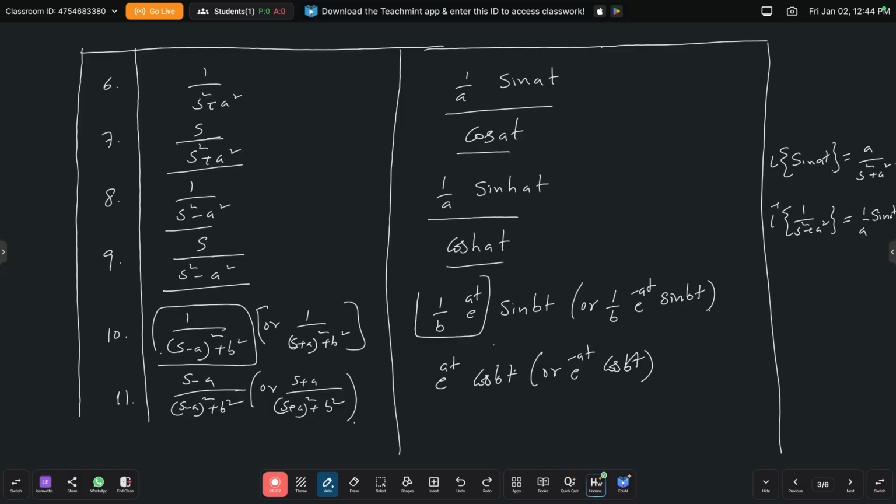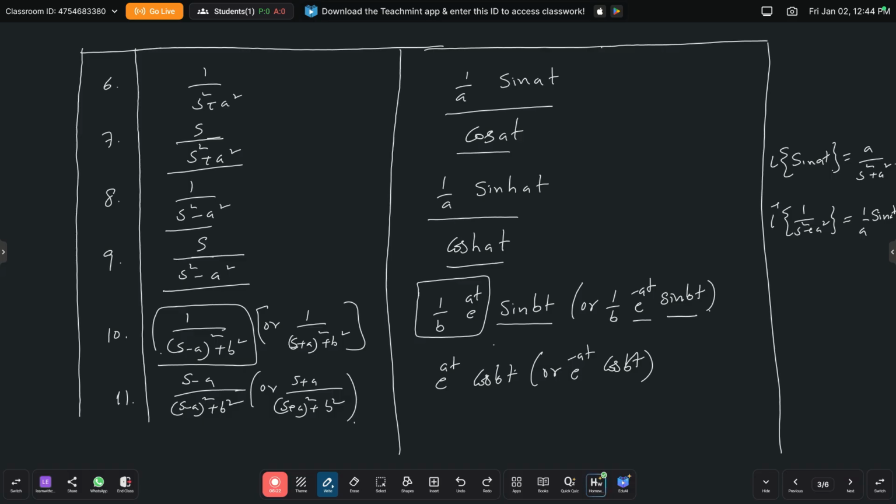1 by b e power at sin bt. S minus a whole square formula. S plus a whole square formula, what am I taking here? 1 by b e power minus at sin bt.